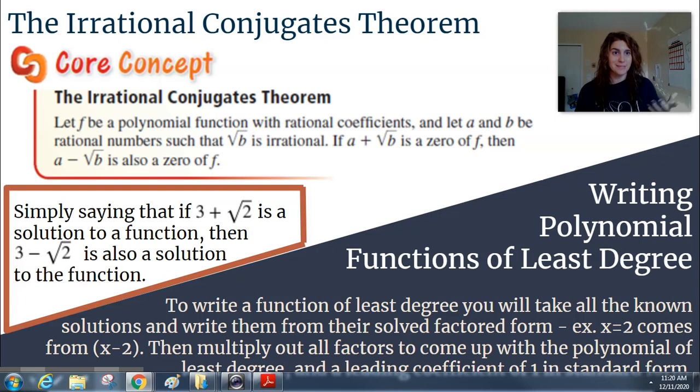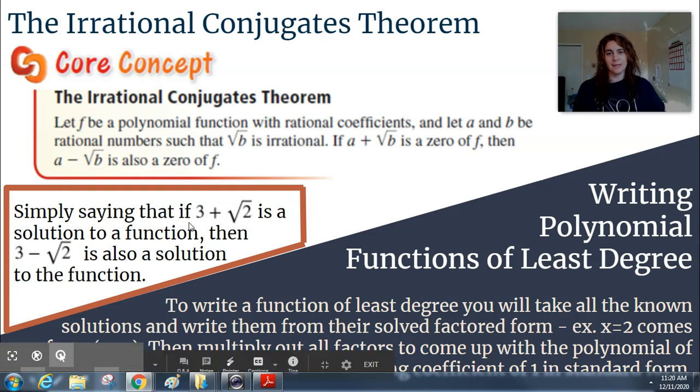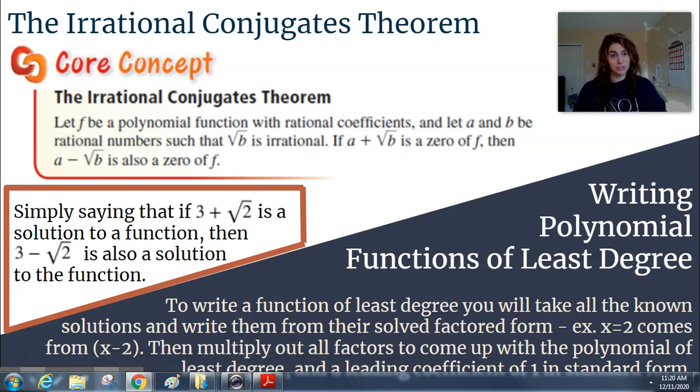And I do that purposely to make sure that you're aware that you have the positive and the negative of all square roots. Okay. So again, simply saying if I have 3 plus radical 2 as a given solution, I must also include 3 minus radical 2. And again, the whole reason this is brought up is because we're getting into writing polynomial functions of least degree, meaning we don't know if there's any extra stuff happening. So we can only assume based off of how many answers we have.